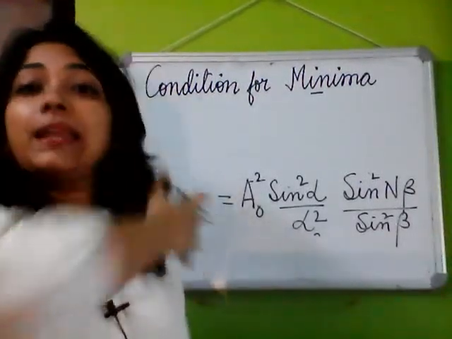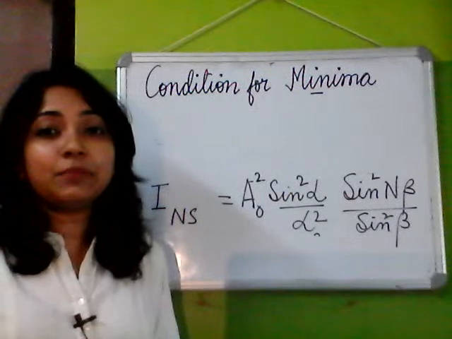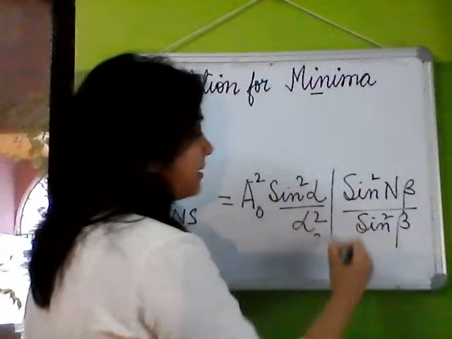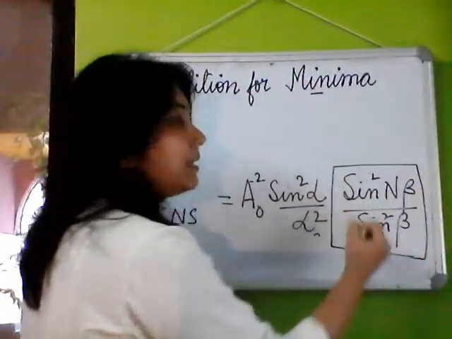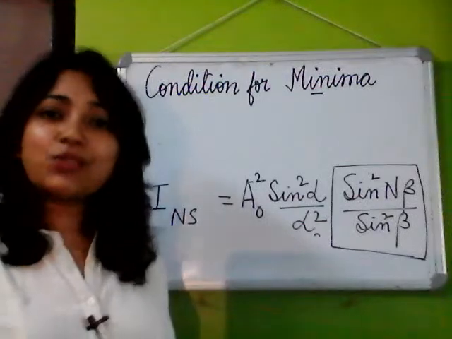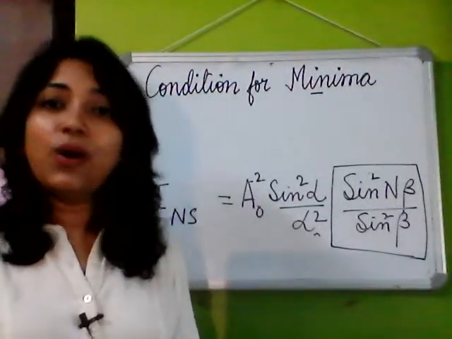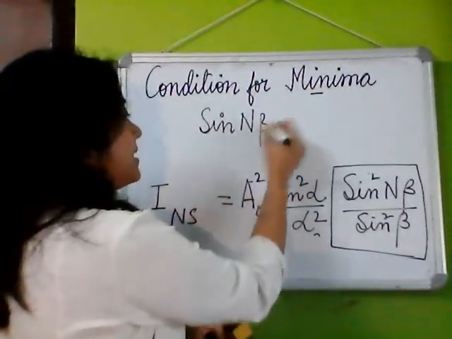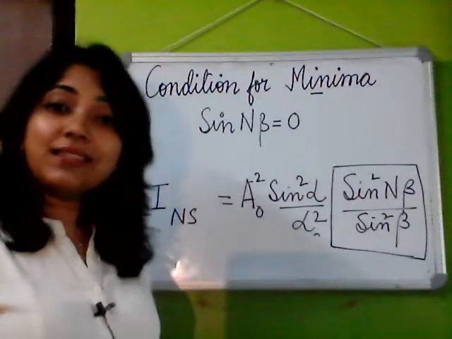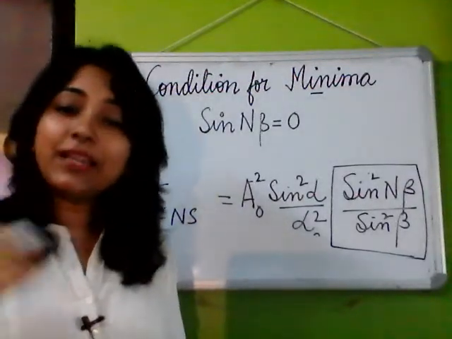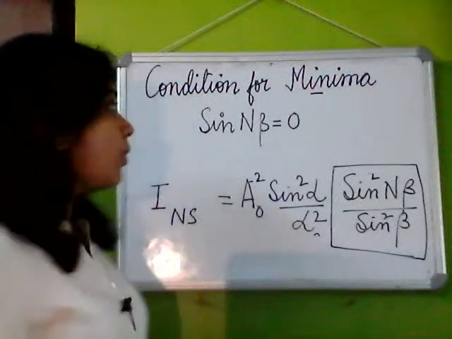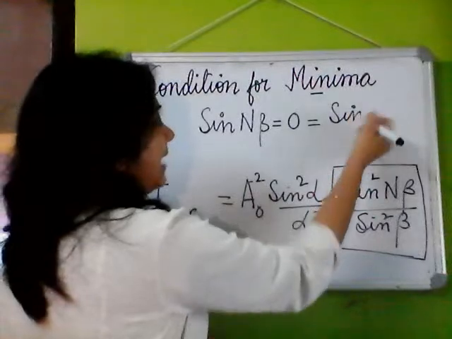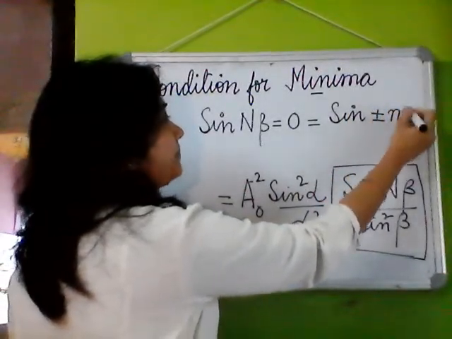Now, what do we know about the intensity at the minima? Intensity at the minima has to be 0, right? So in this scenario, within this quantity, the denominator obviously cannot be put to 0. So obviously the numerator has to be 0, which means sine n beta must be 0, and this must give us the condition for getting the intensity minima, right? So if sine n beta is equal to 0, once again we get the condition that this is plus minus some n pi.